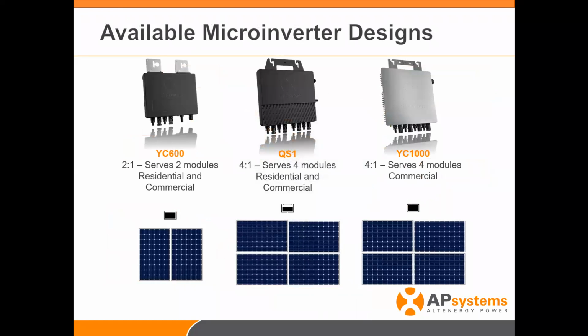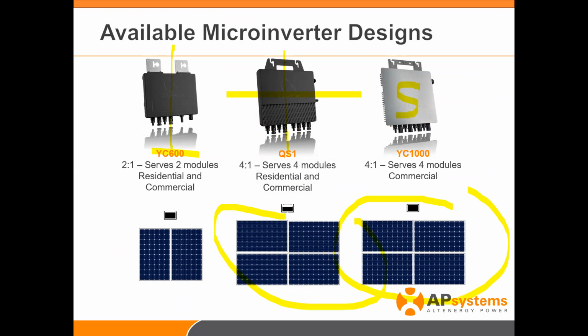So just to make it clear, on the available microinverter designs, the 600 is a dual. So think of it as 2-in-1, QS1, 4-in-1, and the 1000 is a 3-phase, but a single MPPT that can have up to 4 modules, 2 modules.